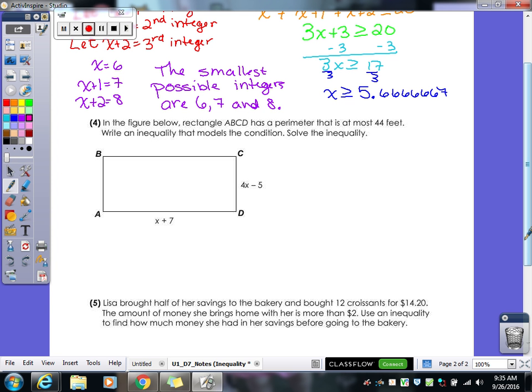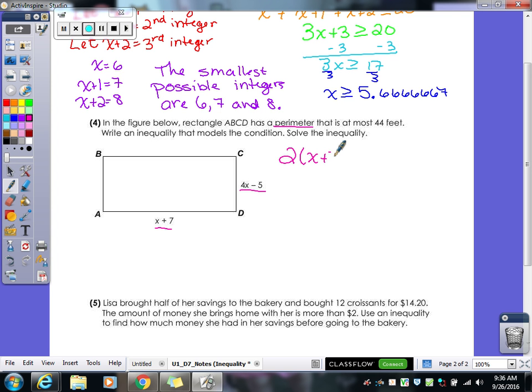In the figure below, we have rectangle ABCD has a perimeter that is at most 44 feet. Write an inequality that models the condition and then solve the inequality. So perimeter means we do what with our sides? Add them all together. But keep in mind, we've got 4 sides to the rectangle. Usually if the rectangle is labeled like this, where only 2 of them are labeled, a lot of kids forget to add up all 4 sides. So you got to remember, there's 4 sides to this rectangle.